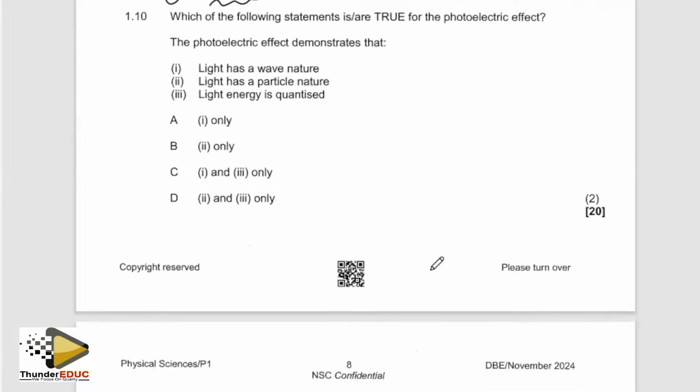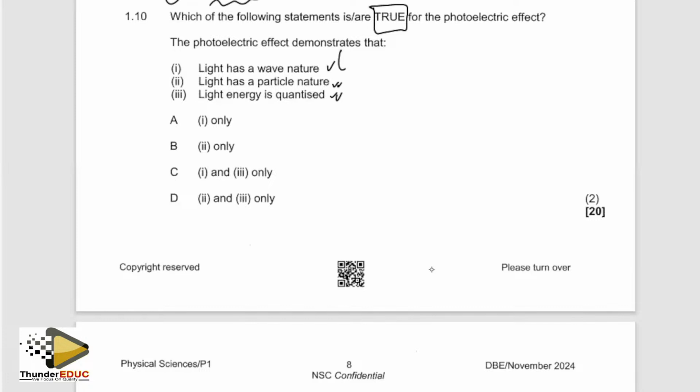Then 1.10, which of the following statements is all true for the photoelectric effect? True is in capital letters. Chances are high all these statements are true about light. Number one, they're telling us light has a wave nature, which is very correct, if you're talking about reflection, diffraction, and so on. Light has a particle nature, which is also correct. And light energy is quantized, which is also correct.